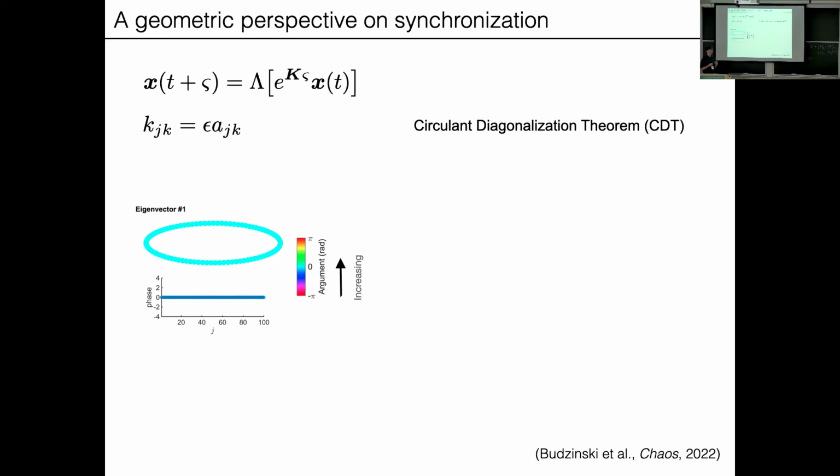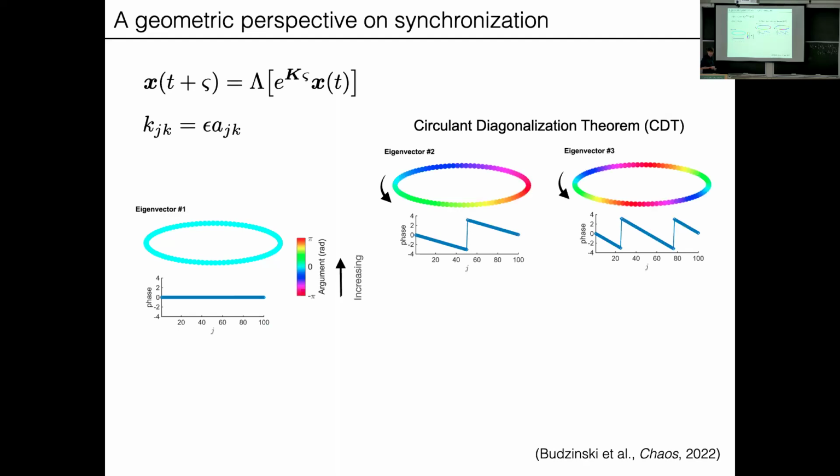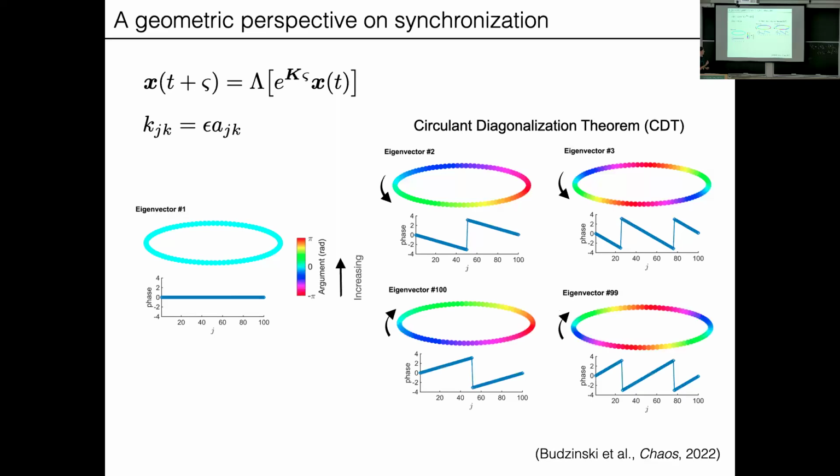And the argument of this first eigenvector is all zeros. And I'll show you on the next slide that that's associated with phase synchrony. And the other eigenvectors are the other wave numbers. You note they travel in either the counterclockwise or the clockwise direction. And we can now think of the argument of these eigenvectors as building blocks of the spatiotemporal patterns in the nonlinear Kuramoto system.